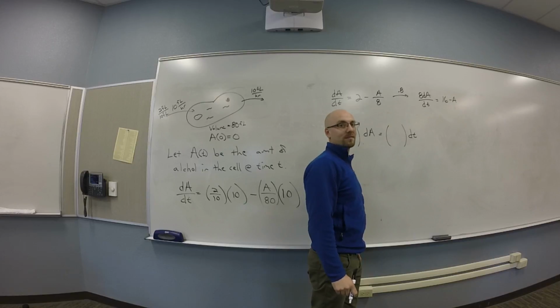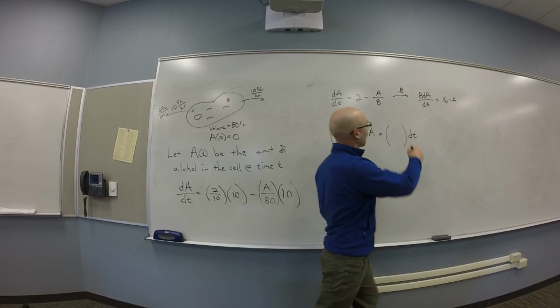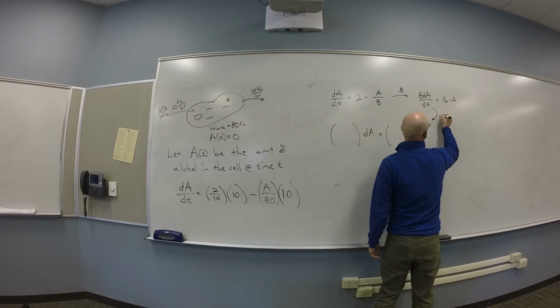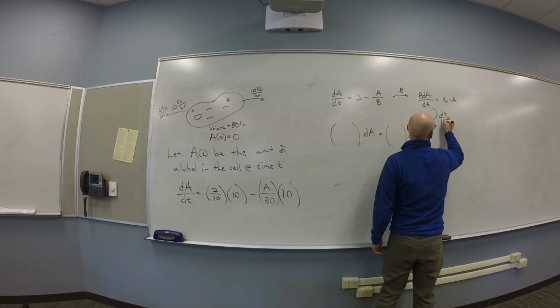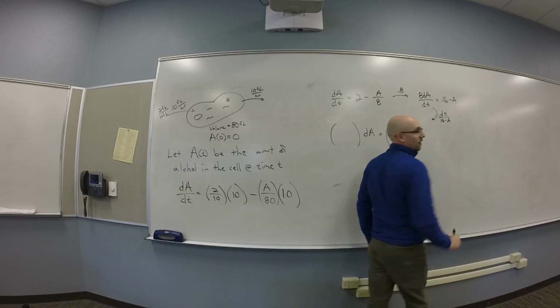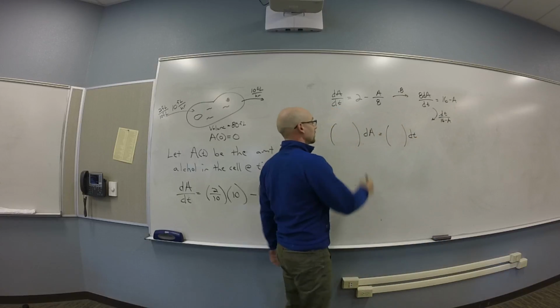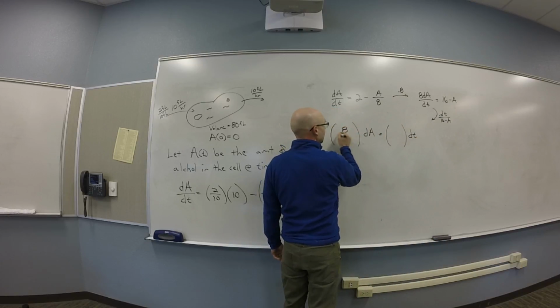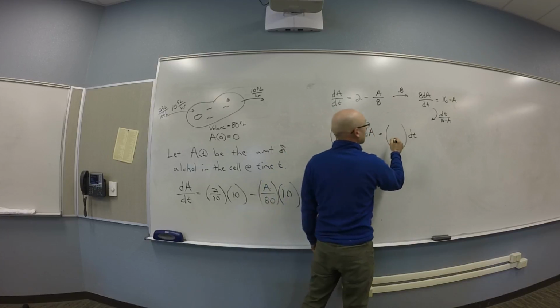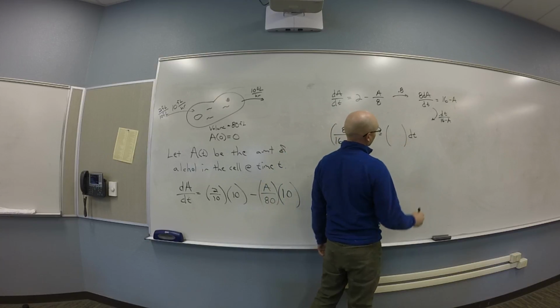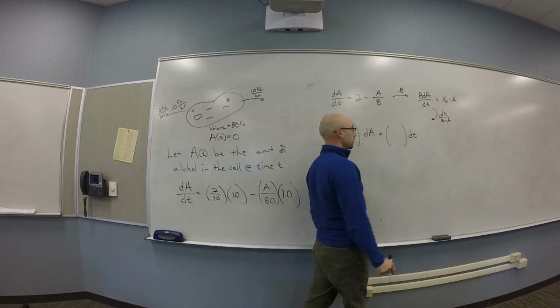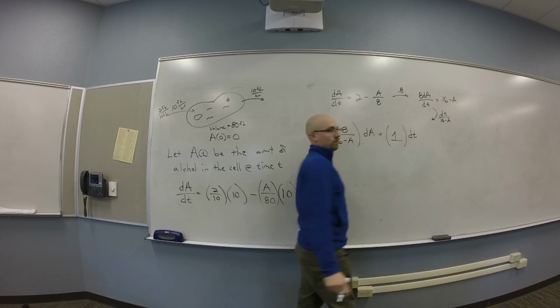Sure. And then I'm going to multiply by dt divided by 16 minus A. And so here I'm going to end up with 8 over 16 minus A dA is what? 1 dt.